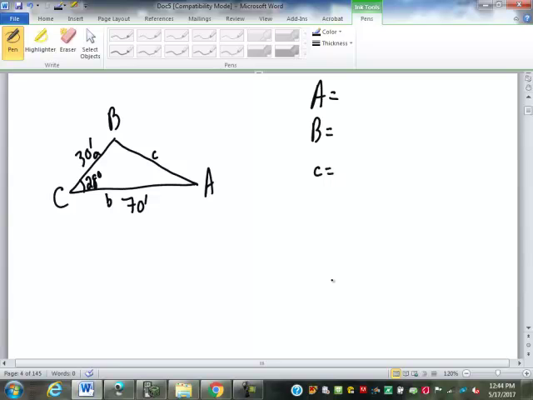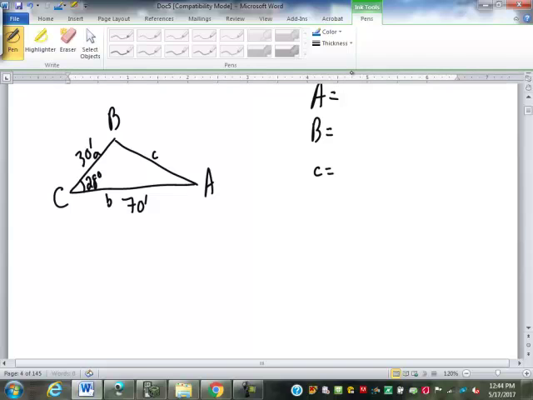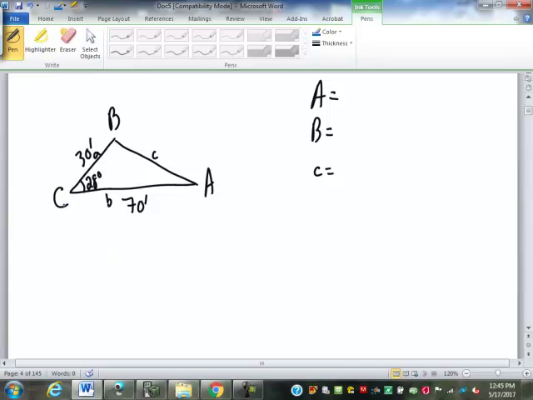So our first step here, first thing we've got to check for is, remember, do we have a side and its opposite angle? Do we have that here? No, so what does that mean? We can't use the law of sines. We have to go to law of cosines. And law of cosines, since our angle is angle C, I labeled it that way on purpose. So the missing opposite side is side C.